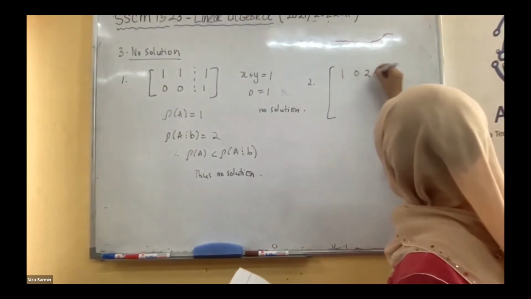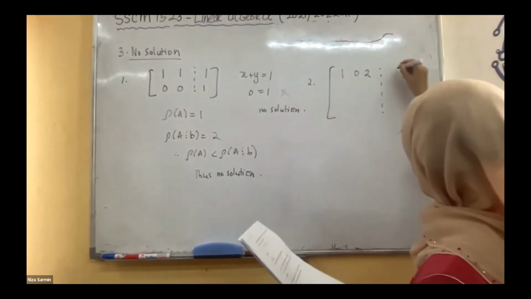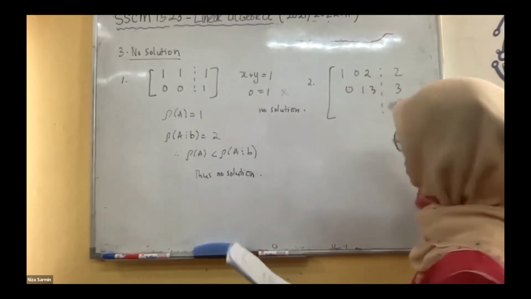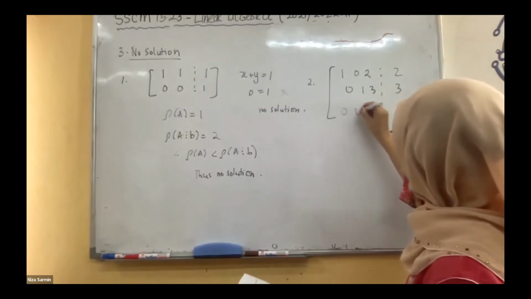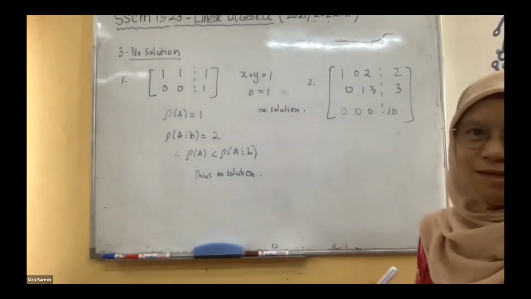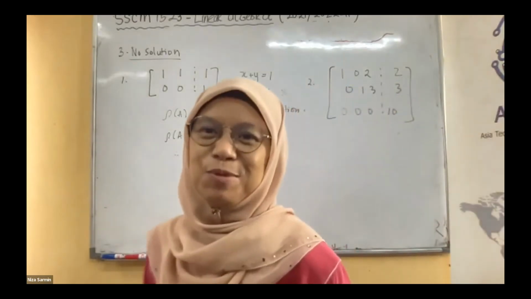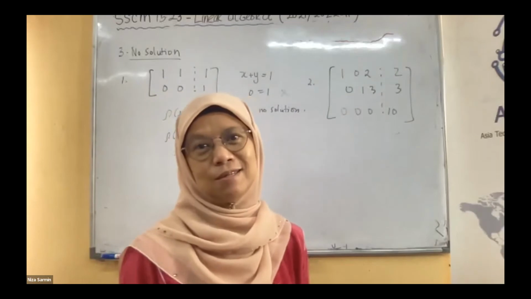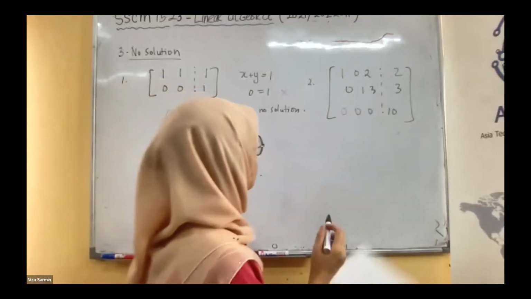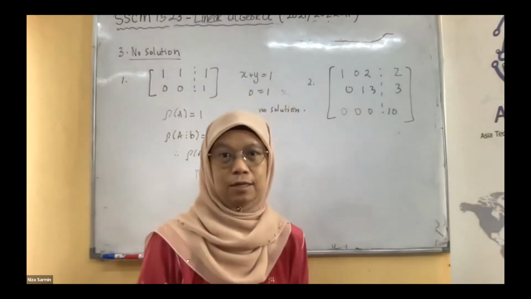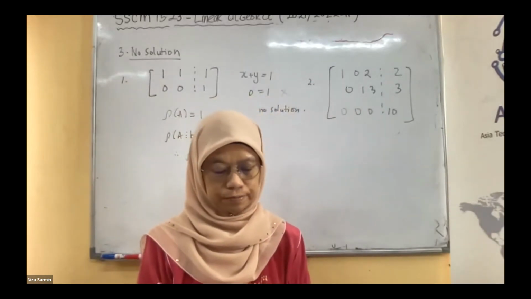1, 0, 2, 2, 0, 1, 3, 3, 0, 0, 0, 10. It's quite easy, right, for no solution, because you will always see there is a row of 0 equals something else, right? So this one, rank of A is 2, rank of AB is 3. So no solution. Okay.